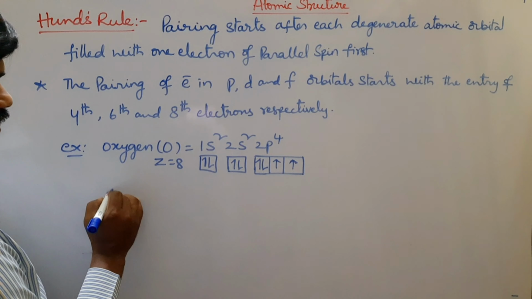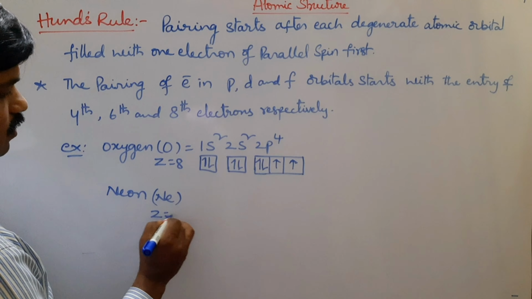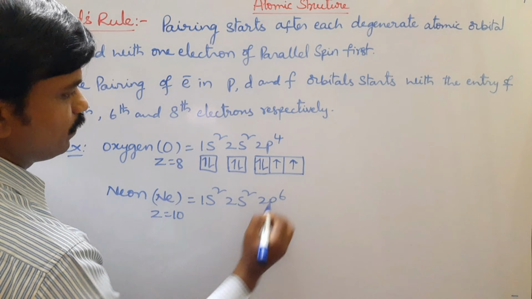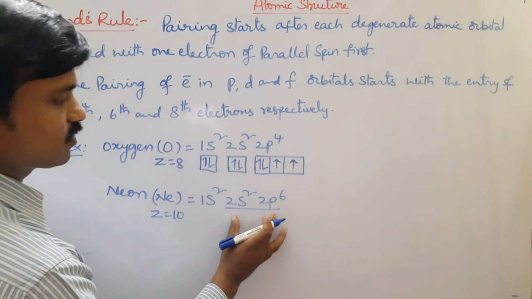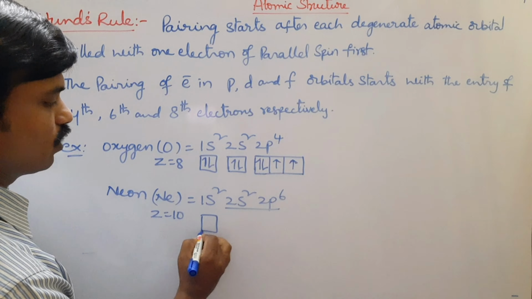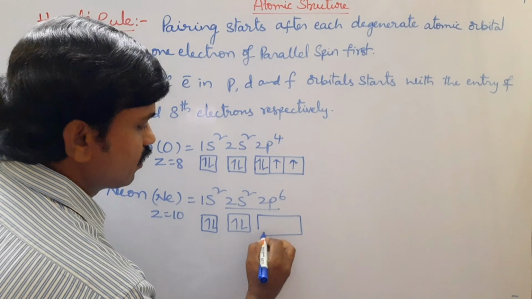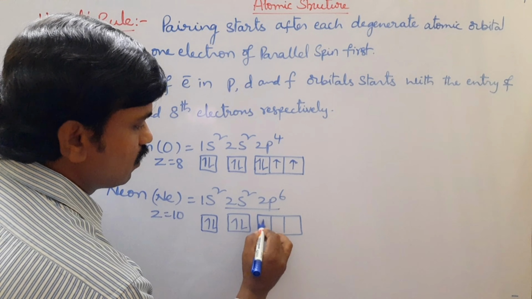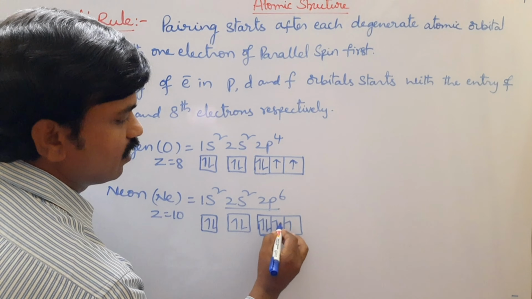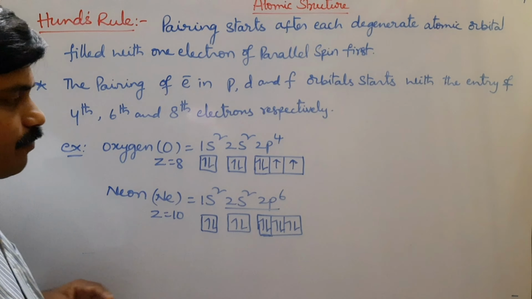In the case of neon, atomic number is 10. Its electronic configuration is 1s2, 2s2 and 2p6. These electrons are called valence electrons. Other than valence electrons are called core electrons. So these 2 electrons are called core electrons. Of course, all the electrons will be filled according to Hund's rule. So 2p6 means 1, 2, 3, the fourth electron is pairing here, and the fifth electron, and this is the sixth electron in the 2p orbitals. So this is the example for p orbitals.